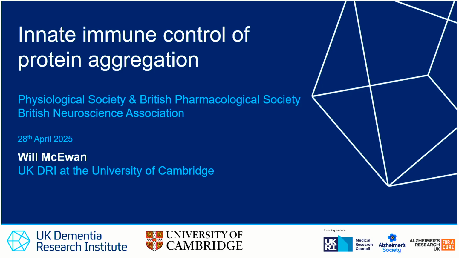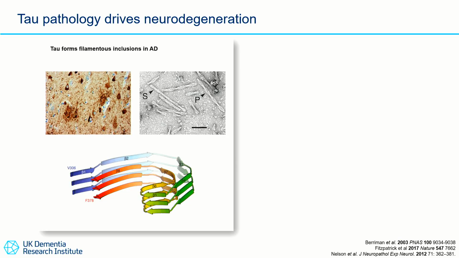So I'm Will McEwen at the UK Dementia Research Institute at the University of Cambridge, and we're working on innate immune control of protein aggregation, particularly tauopathies and Alzheimer's disease. So tau, as I'm sure you're all aware, is abundant pathology in Alzheimer's disease and a group of about 20 other diseases known as the tauopathies.